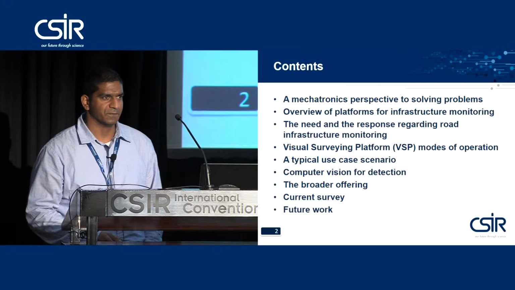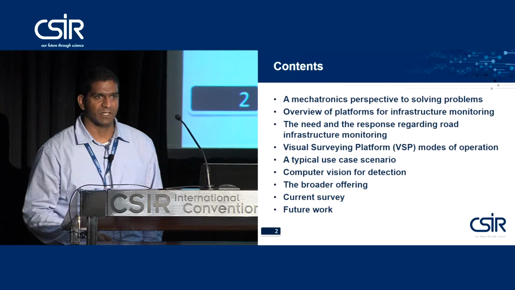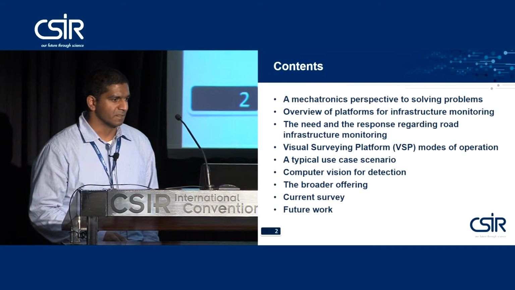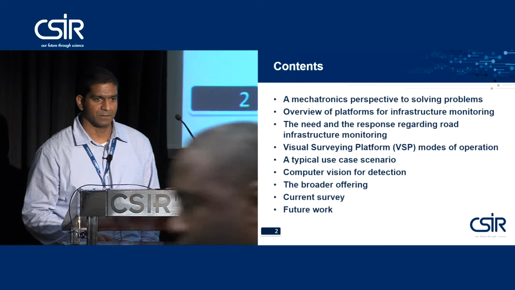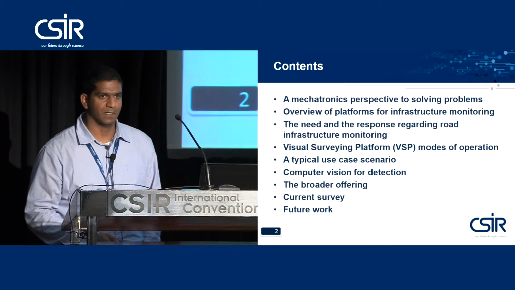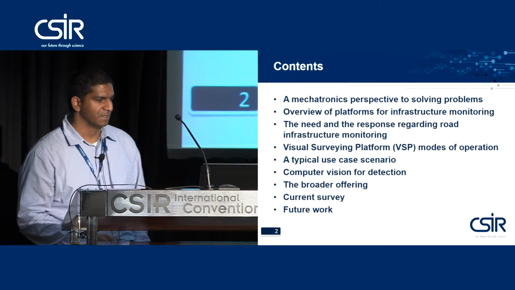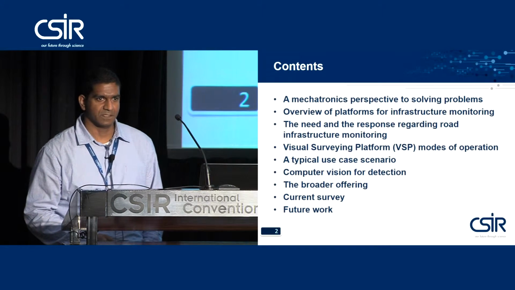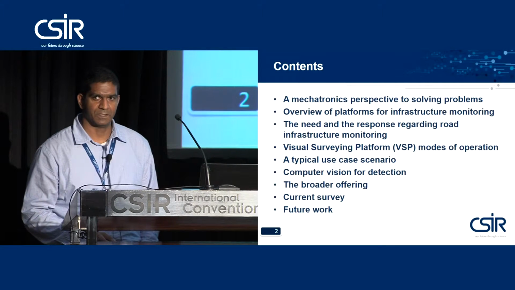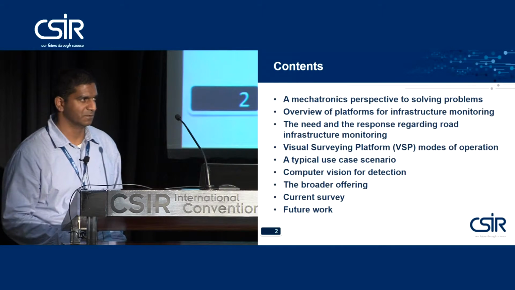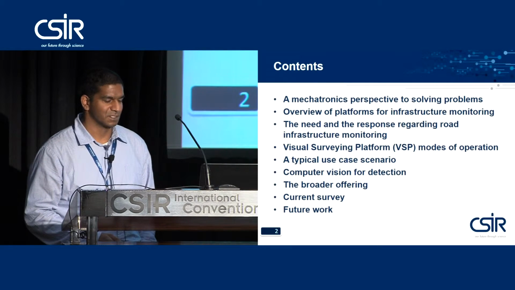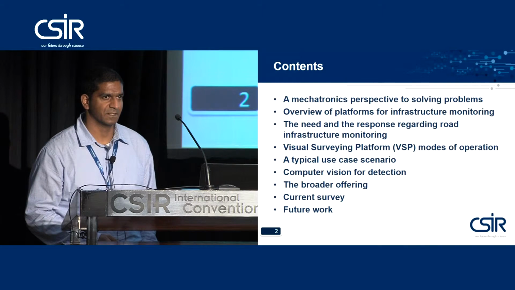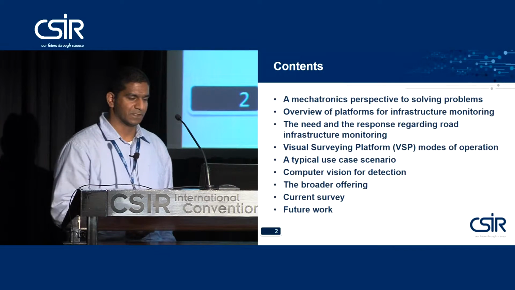Then I'll give you an overview of infrastructure platforms being developed in the CSIR in general for different areas. Then we'll look at specifically for road infrastructure and the need that's associated with it, and then our mechatronics response to it. Then we'll look at the VSP itself and its different modes of operation. We'll look at a use case scenario, and then a little bit of theory on image processing, not much. And then some work that we're doing on some surveys, and then some future work.